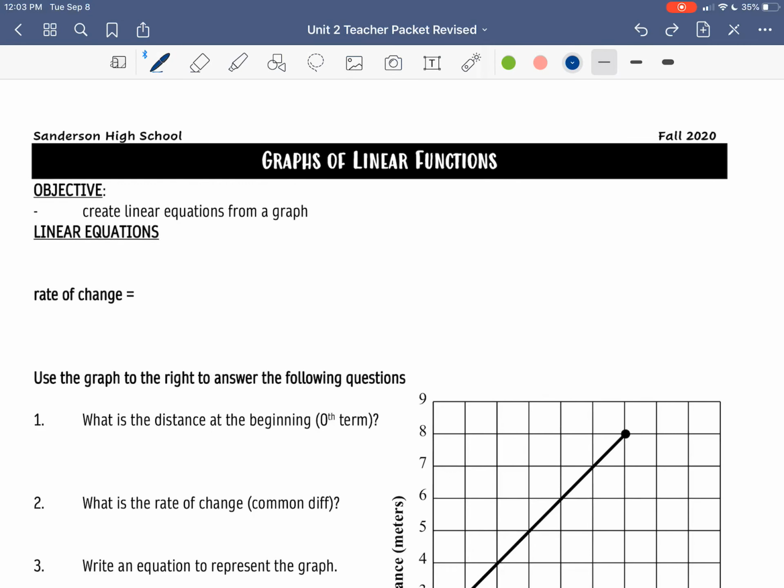Today we're going to look at graphs of linear functions. Linear sounds like the word line, which is exactly what we're looking at. We're looking at graphs of lines. When we talk about a linear equation, the form is going to look something like this.